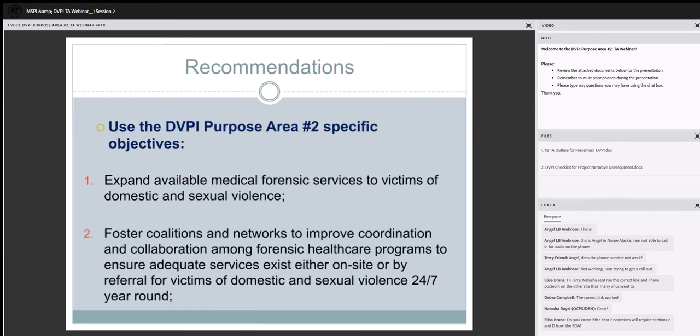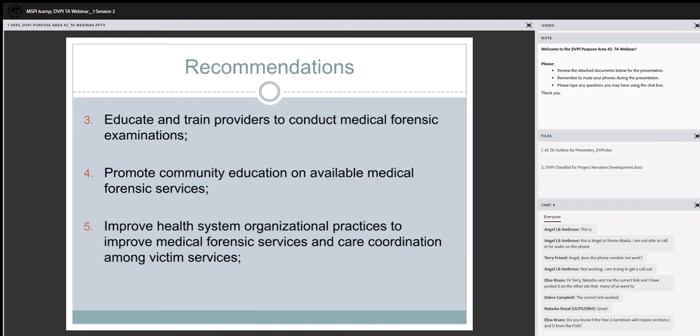Use the DVPI Purpose Area 2 specific objectives, which they want us to repeat again. So expand available medical forensic services to victims of DSA or domestic and sexual violence, DSV. Foster coalitions and networks to improve coordination and collaboration among forensic healthcare programs to ensure adequate services exist 24/7. Educate and train providers to conduct medical forensic exams. Promote community education on available forensic services. So like DVPI Purpose Area 1 will probably do the community coordinated response. That's what their focus is, where DVPI 2 is focused on the medical forensic exam.